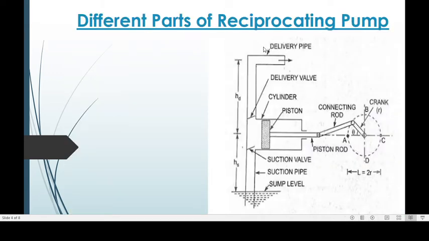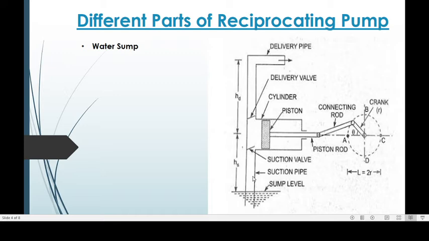Next, here are the different parts of a reciprocating pump. First is the water sump. This is your water sump. It is the source of water, and water is transported to the delivery pipe by using the piston. This is your sump level, and this is your water sump, from where the water goes to the suction pipe or intake pipe.